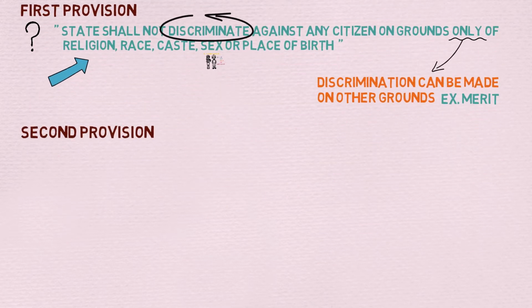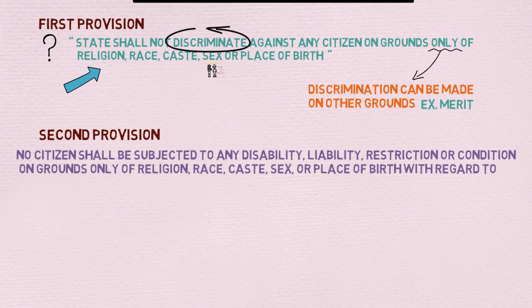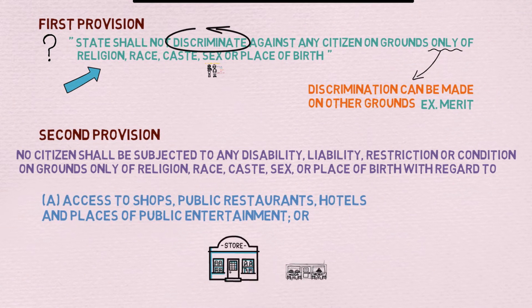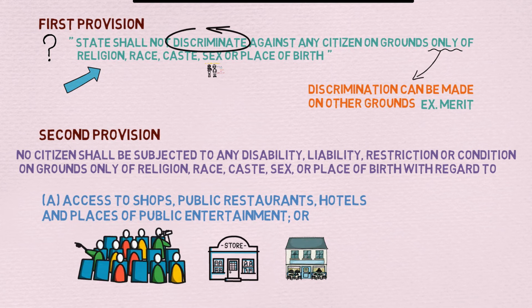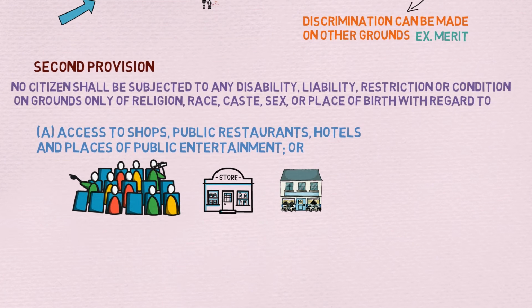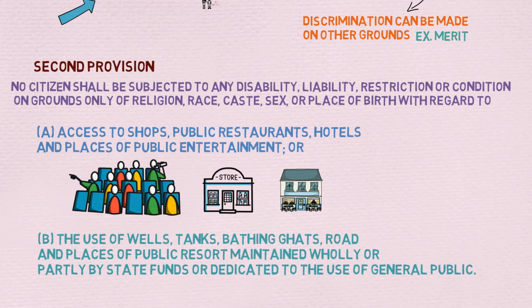The second provision of Article 15 says that no citizen shall be denied access to shops, public restaurants, hotels, and places of public entertainment, or the use of wells, tanks, bathing ghats, road and places of public resort maintained wholly or partly by state funds or dedicated to the use of general public. The grounds are same as the first provision: religion, race, caste, sex, or place of birth.